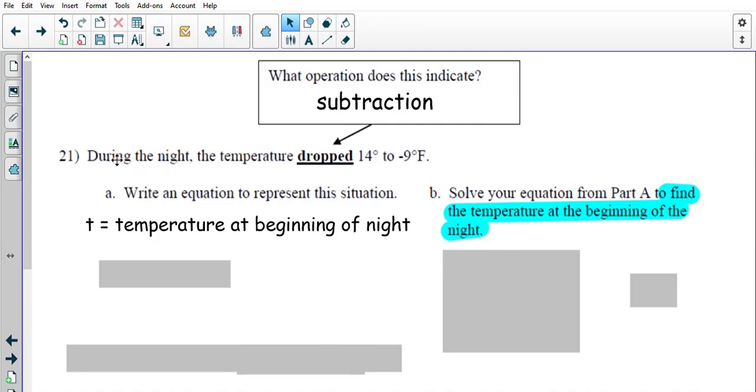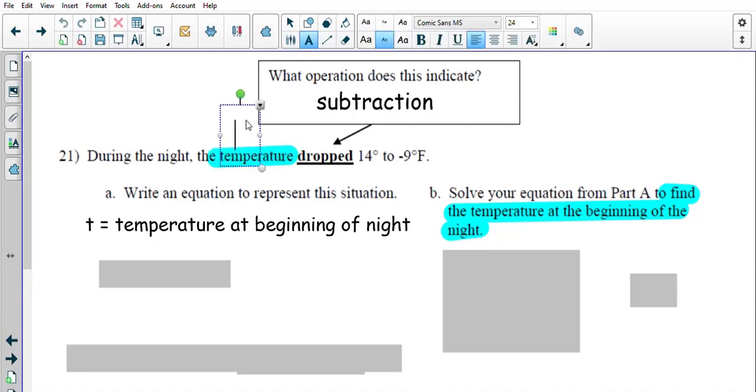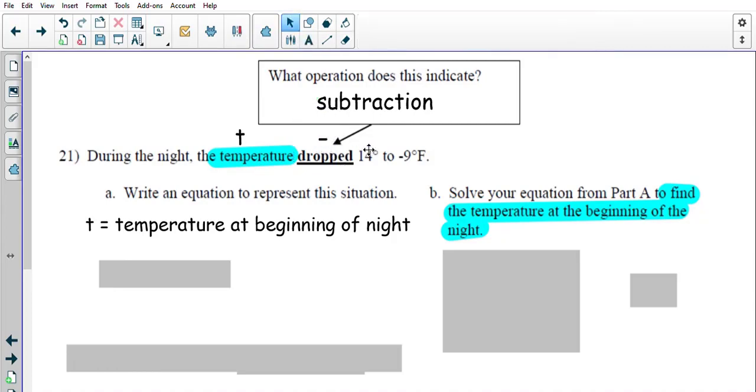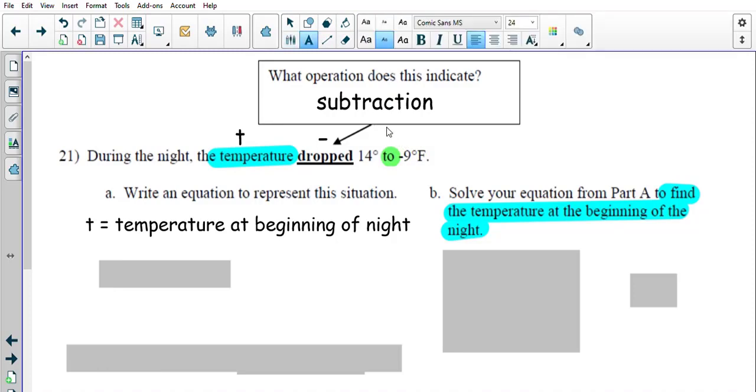So it says during the night, the temperature. This part right here actually represents our unknown. That was the temperature at the start of the night, T. It dropped, which represents subtraction for us, as we already stated, 14 degrees. So we're going to take T minus 14. And then it says to -9. It doesn't use the word is in this case, but if it dropped to that value, where it ended up is what we're going to set this equal to.